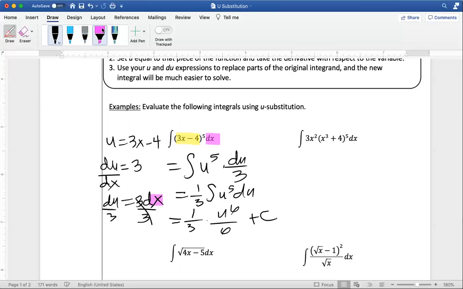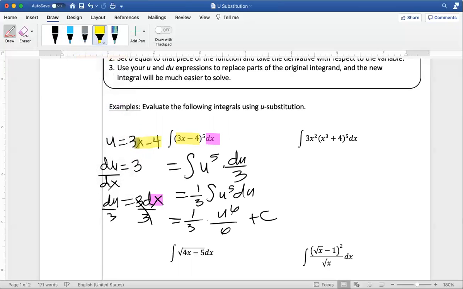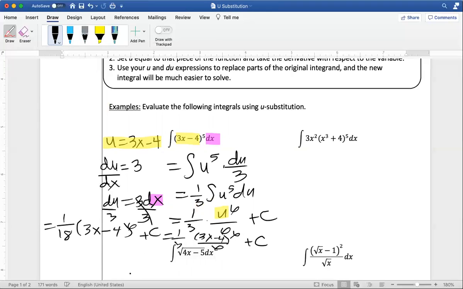The last thing you want to do is be extra careful, because your integral started with x's, so you want to end with x's. So I'm going to replace this u with that 3x minus 4. I end up with 1/3 times (3x minus 4) to the 6th divided by 6, plus c. If you want to, you can simplify. You can combine this 1/3 and this 1/6 and get 1 over 18 times (3x minus 4) to the 6th, plus c.